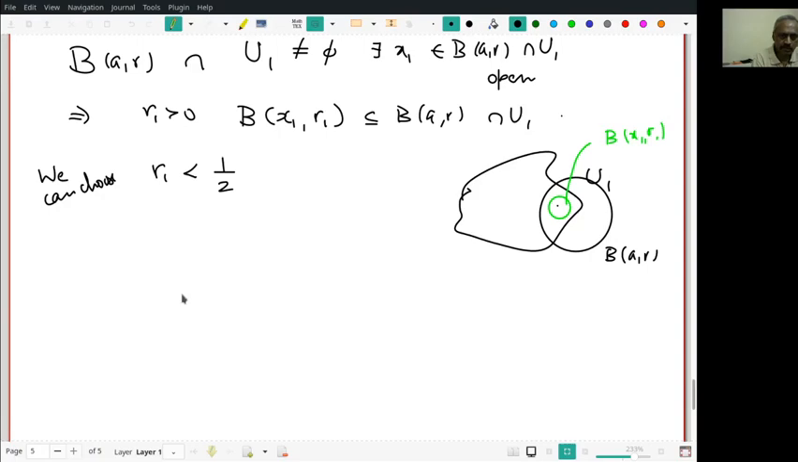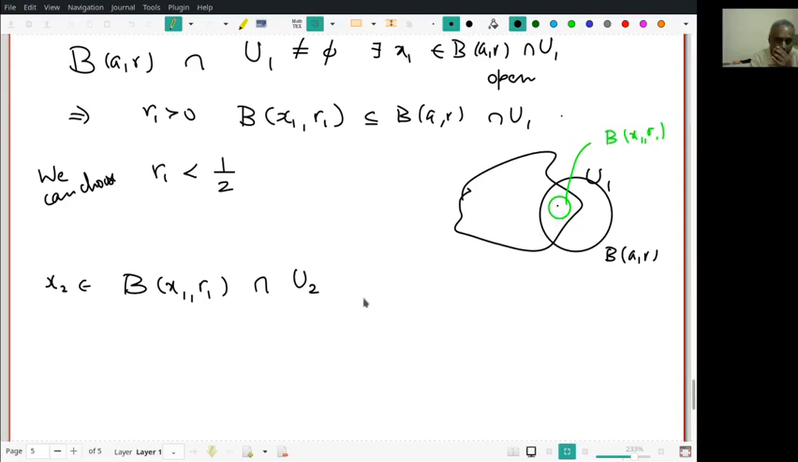Right? Now let's look at V(x1, r1). This is contained in this, right? Now let's look at U2. Now this is a non-empty open set and U2 is dense. Therefore this intersection is not empty. Right? Now imagine the same picture. Okay? Call this U2, this V(x1, r1). Therefore, there exists an x2 here, and call this x2.